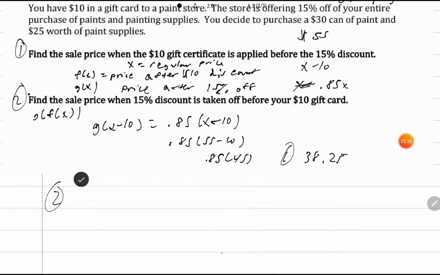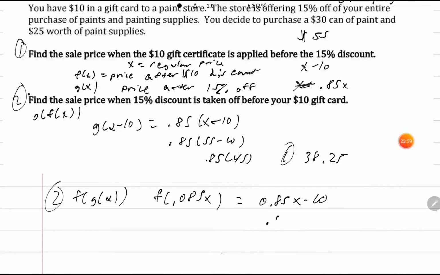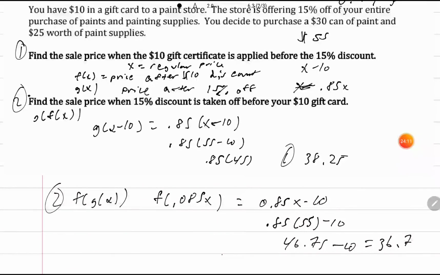Find the sale price when the 15% discount is taken off before your $10 gift card. So this is doing f of g of x. So this is f of 0.85x, which is 0.85x minus 10. So we're taking the 15% off first. 46.75 minus 10 is 36.75.